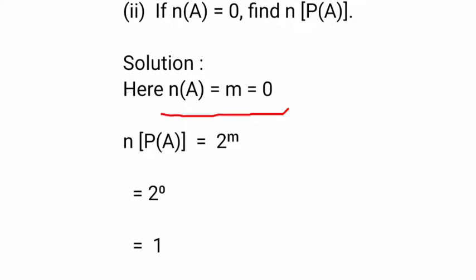Second one, if n of A equal to 0, find n of P of A. Here n of A equal to m, therefore what is m equal to? 0. Find n of P of A, that is number of subsets. What is the formula of number of subsets? 2 power m. We substitute m equal to 0, therefore 2 power 0. What is anything power 0? Very good, that is 1. Therefore 2 power 0 equal to 1. That's all. Any doubt? Okay.